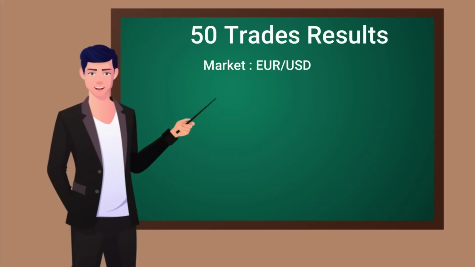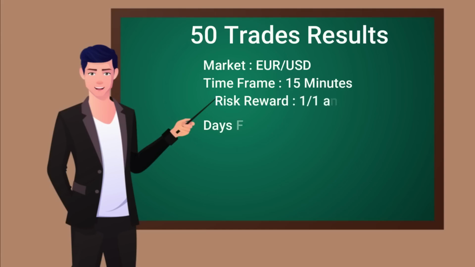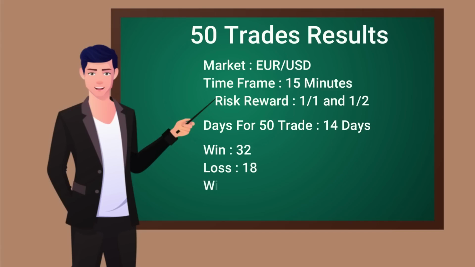Okay, the results are in after 14 days. The test is truly amazing, so let's check it out. Now, I used a 15-minute time frame. This was done using 1:1 and 1:2 risk to reward ratios on EUR/USD. And it took 2 weeks of price data to find 50 trade signals, which is actually very good. There were 32 winners and 18 losses. The win rate is 61%.